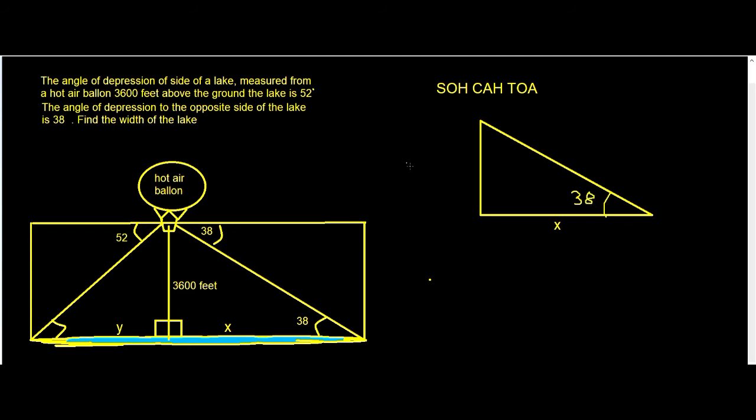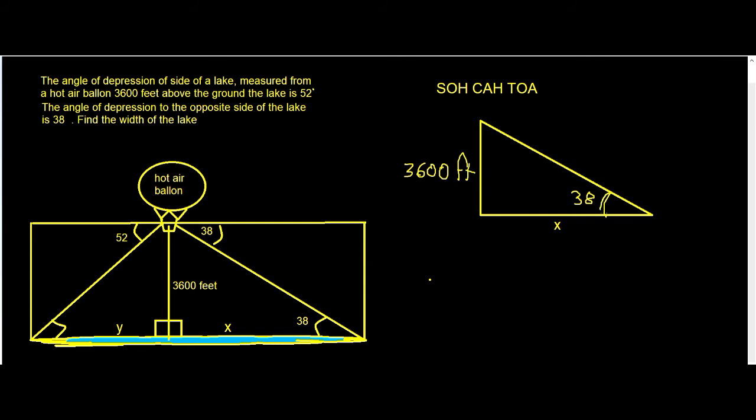And you have 3,600. Now, find the value of x. How will you find the value of x using this one? Identify where the hypotenuse, adjacent, and opposite are. Since this is the hypotenuse, there's no given, so we don't need the hypotenuse. What we need is the opposite and the adjacent.